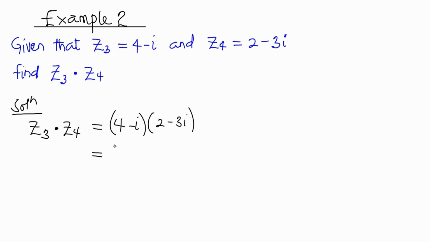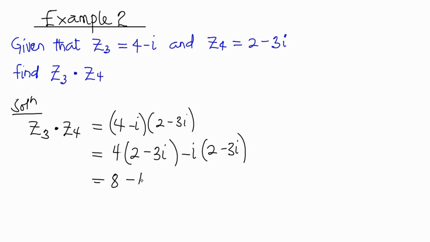Here we can see that 4 will multiply 2 minus 3i. We can also see that minus i will also multiply 2 minus 3i, which means 4 times 2 gives us 8, and 4 times minus 3i gives us minus 12i. Minus i times 2 gives us minus 2i, and minus i times minus 3i gives us the positive of 3i squared.